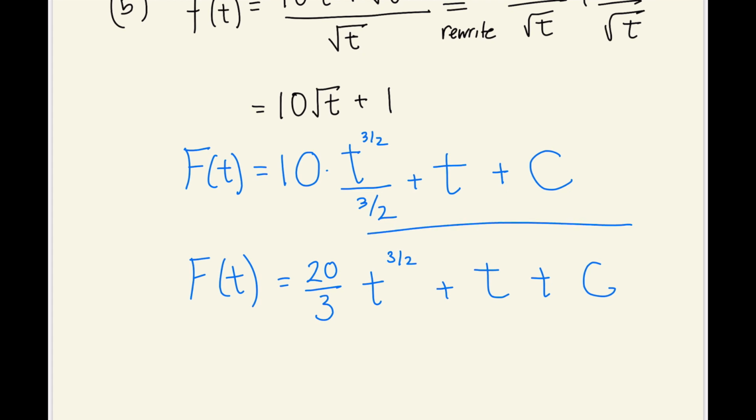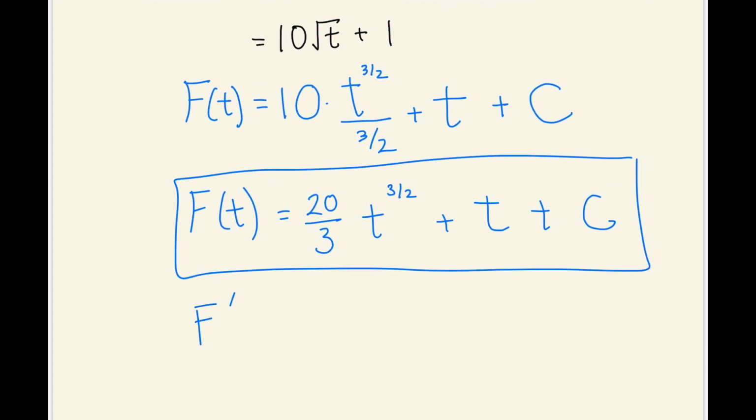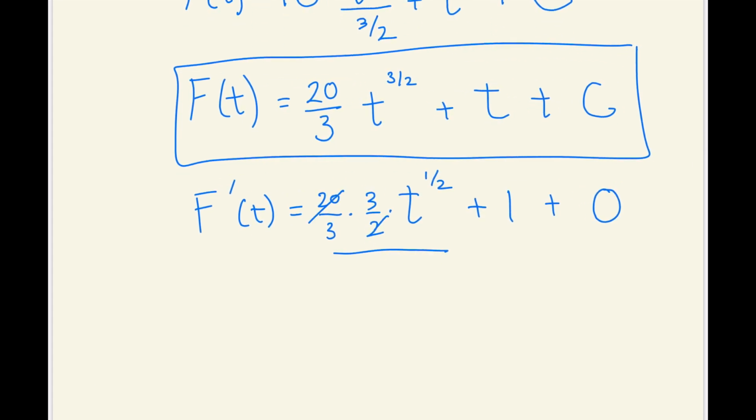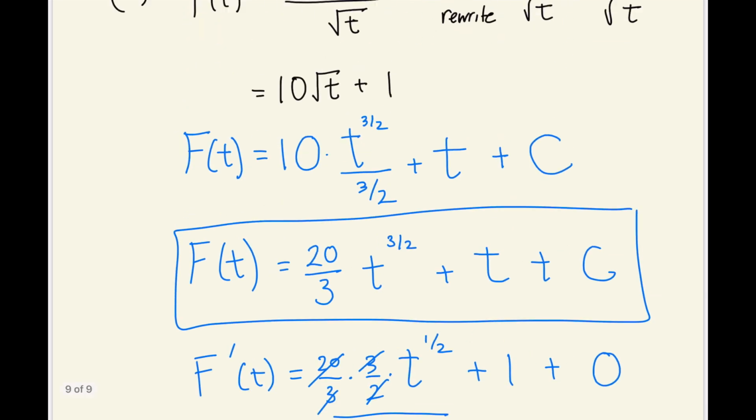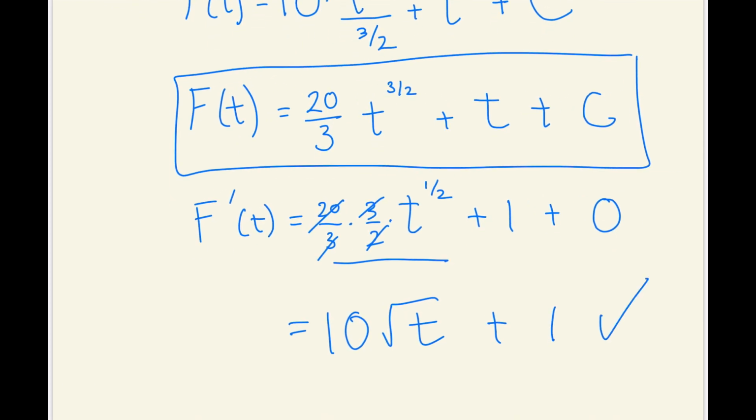And then, of course, I'm always going to check my work. So is it really true that this will give me my original function? So I have 20/3 as a constant multiple times 3/2 t to the 1/2. I just do the power rule here, plus 1 plus 0. And then this leaves me with 10 root t plus 1. And does this check out? And that exactly was equivalent to my original function, so we're done. So this is fine, and this is my final answer.